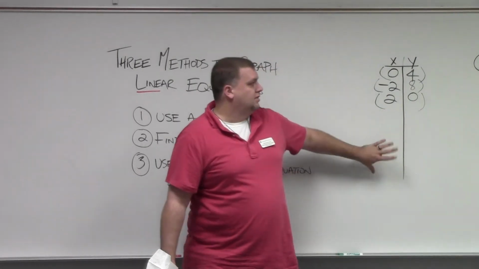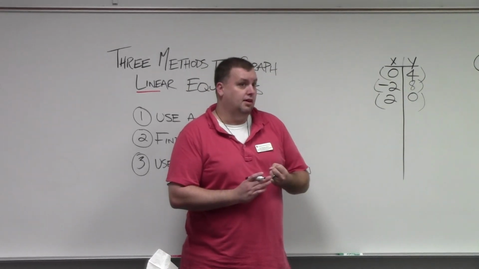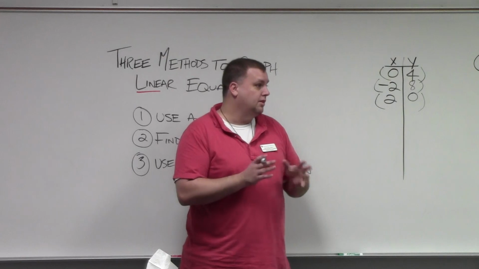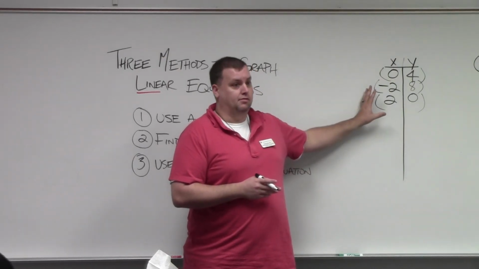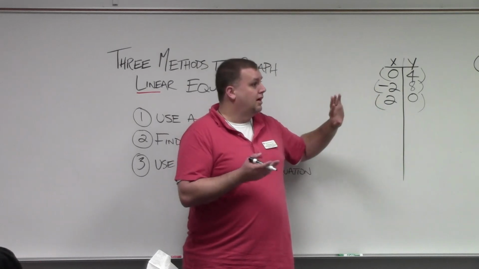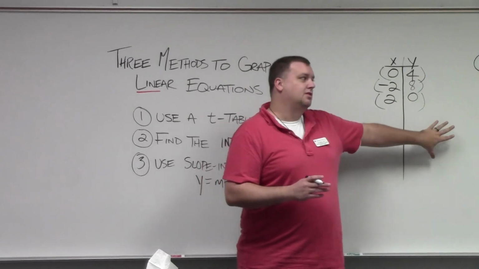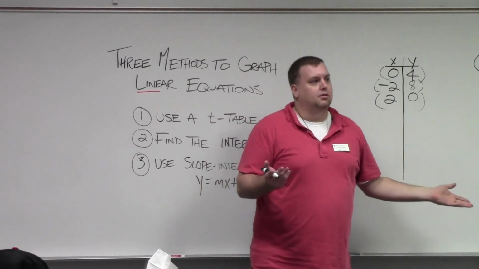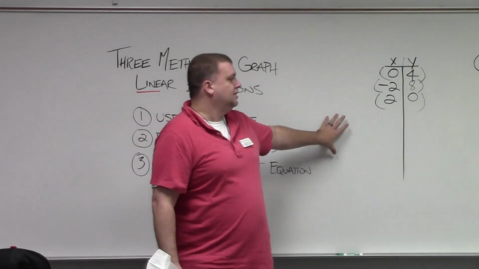All right, so to sum up a T-table, you can plug anything you want in, right? But make it easy. Make small numbers. What are the drawbacks? You may end up with fractions, right? Because sometimes you don't know how it's going to work out if you're picking random numbers. So you may get a fraction, but like we saw, sometimes it's not too bad. And 2.5 was an easy fraction to graph. Okay, so that's using a T-table.